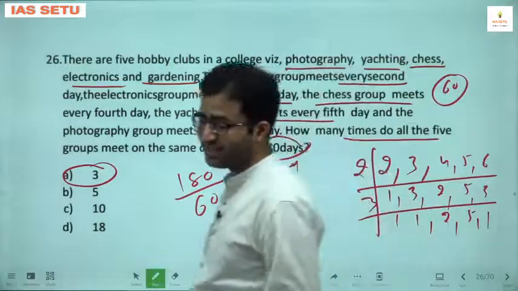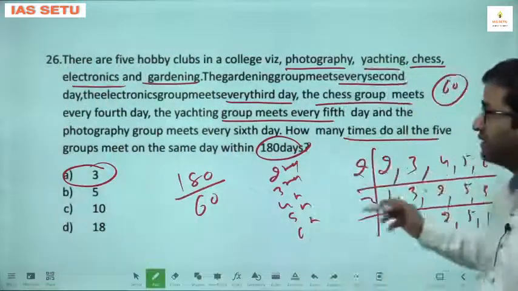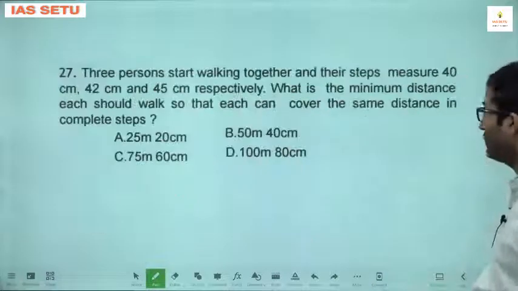Question number 26, answer is A, 3 times. This is an LCM question, because we are using multiples of 2 and multiples of 3 here.